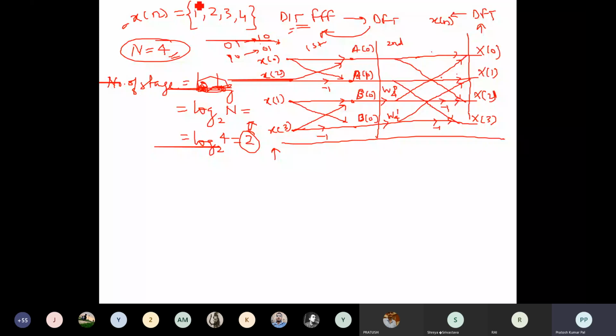So in case of this 4-point DFT flow graph using DIT FFT algo, we will see how we can calculate it.